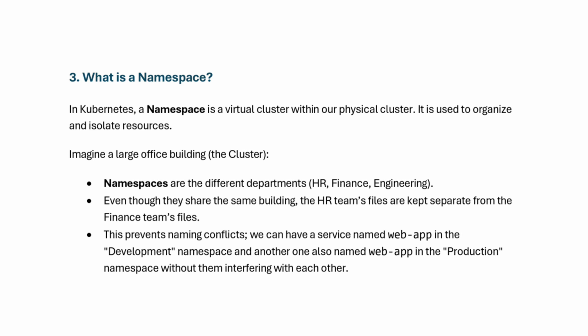Even though they share the same building, that is the same main cluster, the HR team's files, that is the virtual cluster's files, its data, its working, everything is separate from the other teams' files or data inside that main cluster. So this prevents naming conflicts, and we can have same-name services, for example web app in the development namespace, and also the same name, web app, in the production namespace, without them interfering with each other.